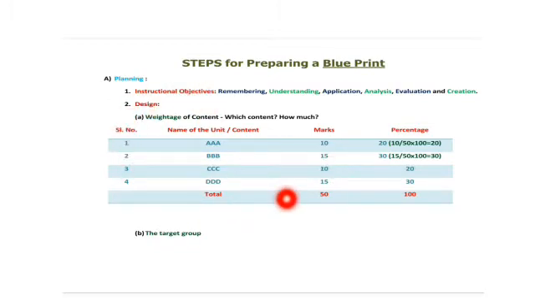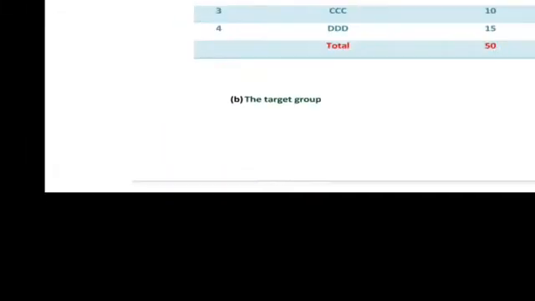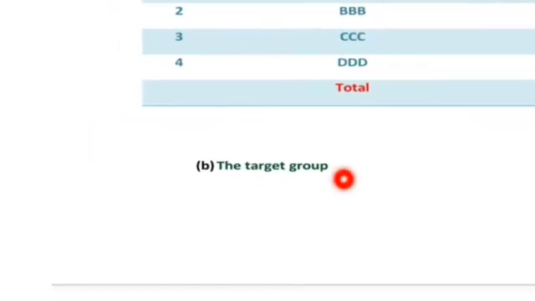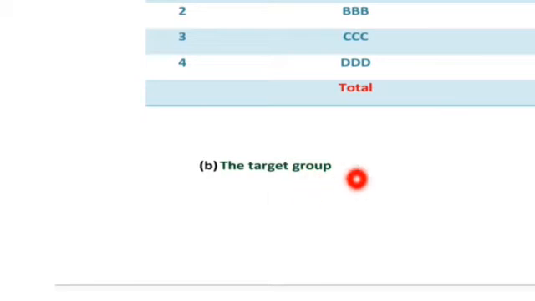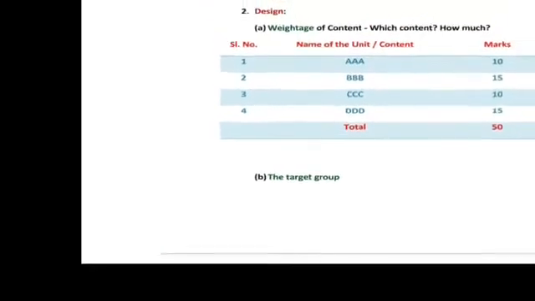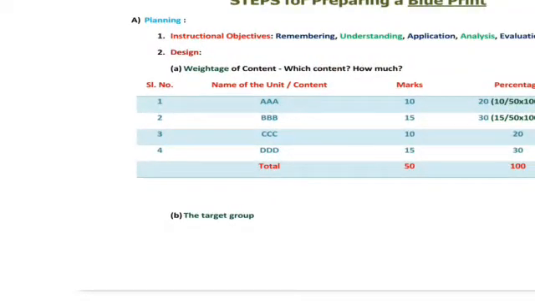So remember the target group, for which class you are preparing. You have to understand the level of students, whether they will be in a position to attempt it or not. So focus on the target group for whom you are preparing or setting the questions.